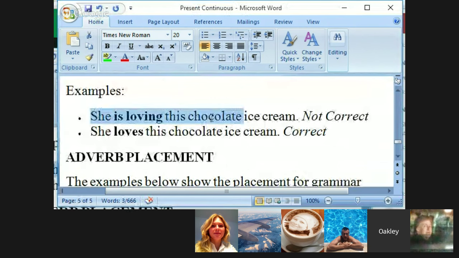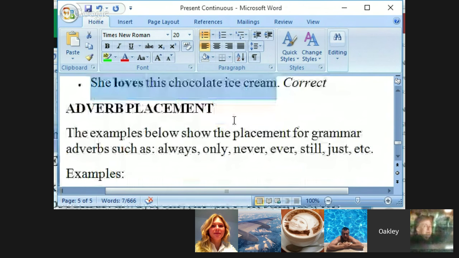So there you go. She is loving this chocolate ice cream. Again, in popular culture, especially American culture, you definitely would hear this. She is loving this chocolate ice cream, girlfriend. Woo! It's just not right. But there it is. It should be, she loves this chocolate ice cream.